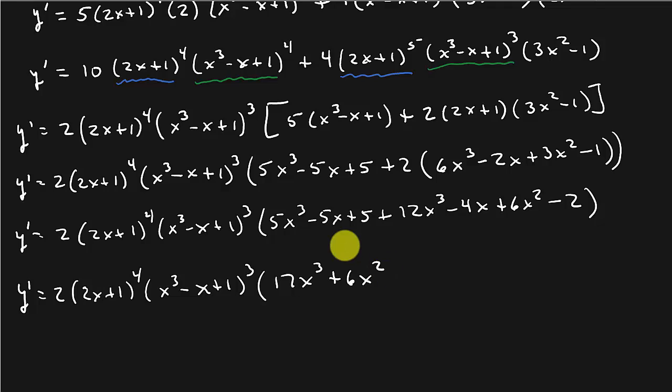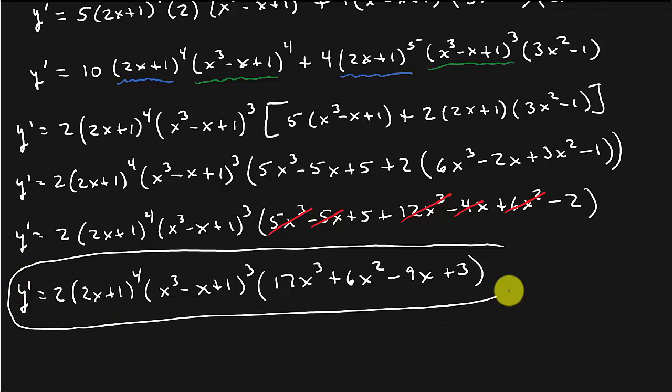Okay, so let's mark some of this out. So that's that term and that term, that's the 17x cubed, and then there's the 6x squared. And then I've got minus 5x minus 4x. That's going to be minus 9x, and then 5 minus 2 is 3. And this is your answer. And yes, you need to simplify it this much. I'm sure that's what your teacher's going to want you to do. And if you're in my class watching this video, the answer to your question is yes, simplify it all the way down to this, right, what I just did. All right.